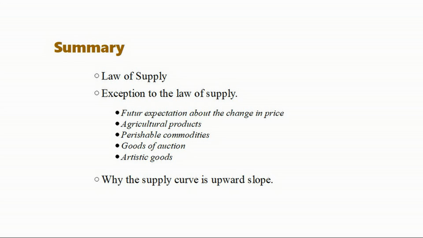Entry and exit of firms is the other reason. The higher the price, the higher the profit, firms will be encouraged to enter into the market. When the price is lower, with low profit or loss, inefficient firms will withdraw from the market, and this also reduces the amount of commodity which is available in the market. These cases result in a direct relationship between price and the amount of commodity which is supplied. This is the reason that we have an upward sloping supply curve. It's all for today.